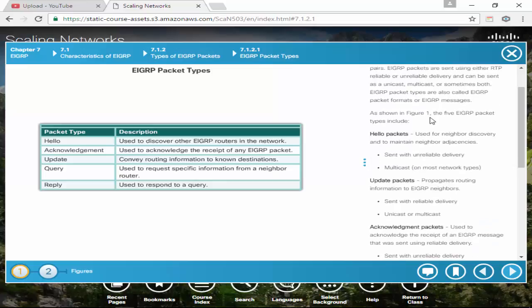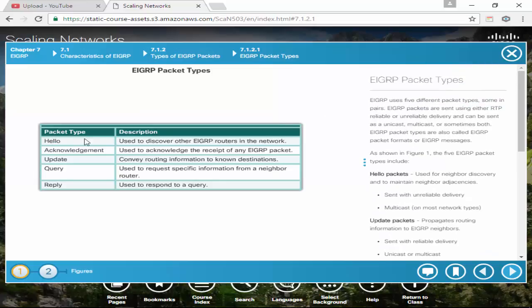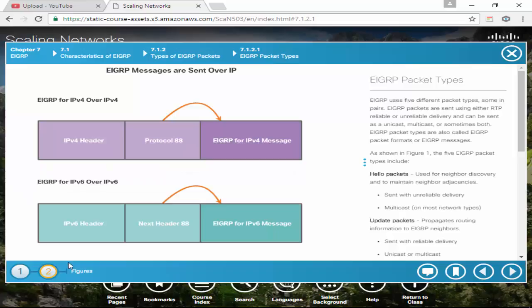Alright, so here are the types of packets with EIGRP. Hello, used to discover other EIGRP routers in the network. Shocker, huh? Acknowledgement, used to acknowledge receipt of any EIGRP packet. And now here are the three important RTP ones. Update conveys routing information to known destinations. Query is used to request specific information from a neighbor router. Reply is used to respond to a query. So updates are going to happen when they send, like, on a change, I would say. Query is when they're trying to learn updates, and reply is when a router replies to that query.